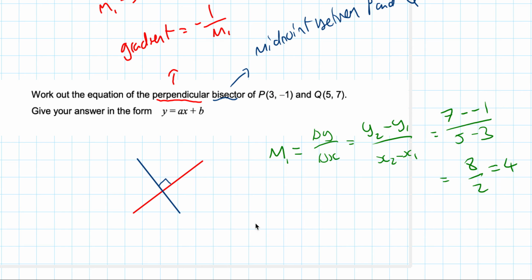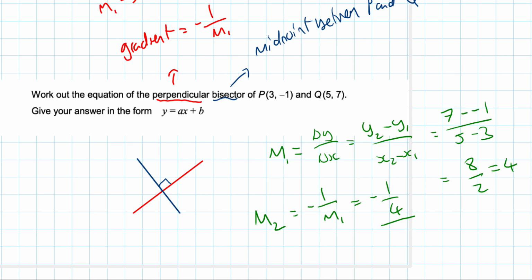So therefore m2, which is the gradient of the perpendicular bisector, is equal to minus 1 over m1, which is equal to minus 1 over 4. So therefore we found the first one, which is the gradient of our new line that we want to find.